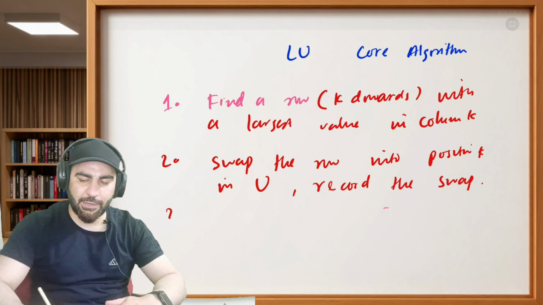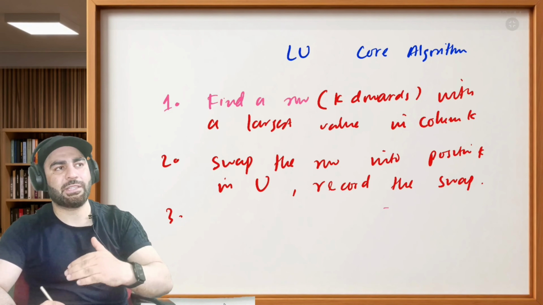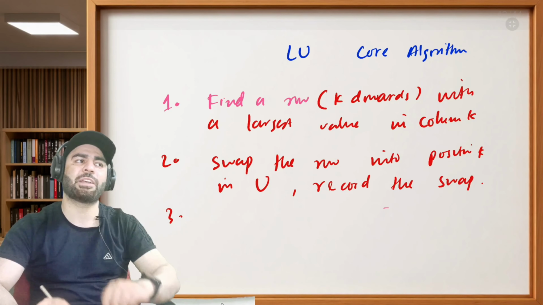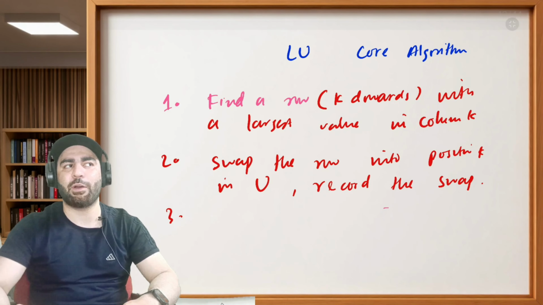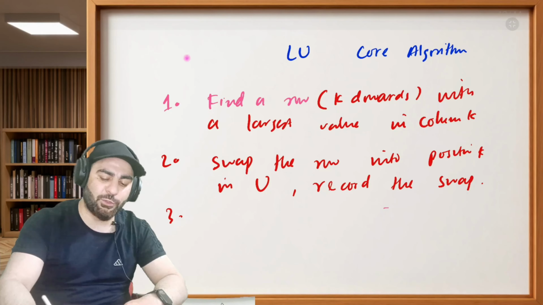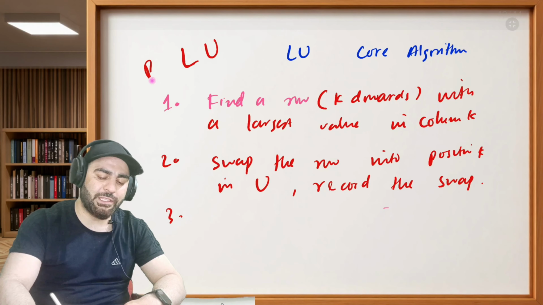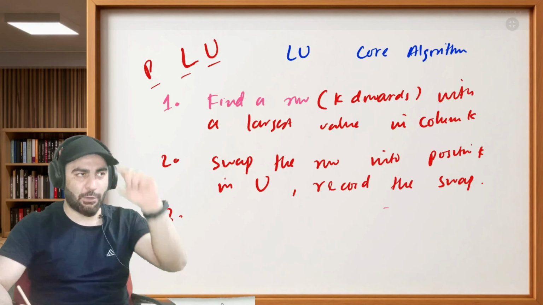And the third step is to adjust the already computed columns in L. Because you are making U and L, you have to bring in those entries, the L entries that I told you about, because you are making things in parallel. You are making L, U and P. These are three matrices that you are constructing.